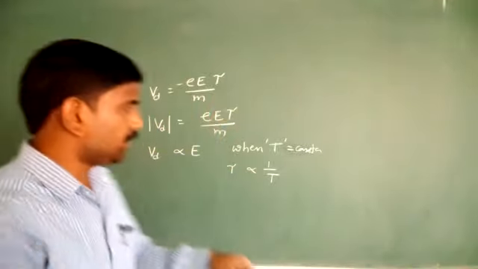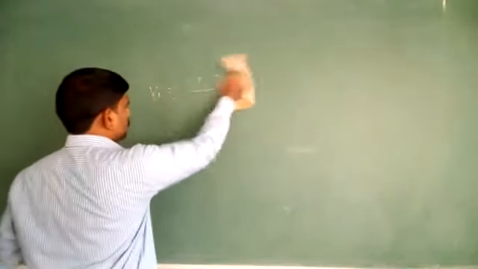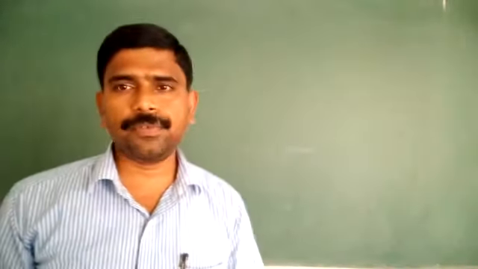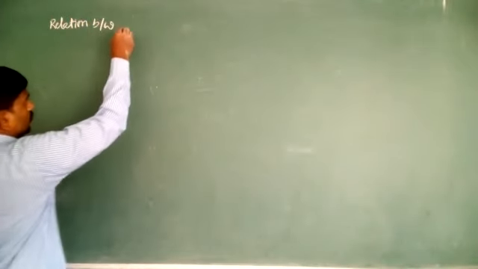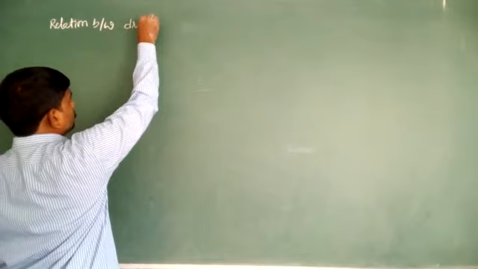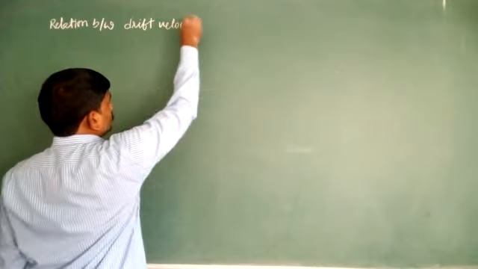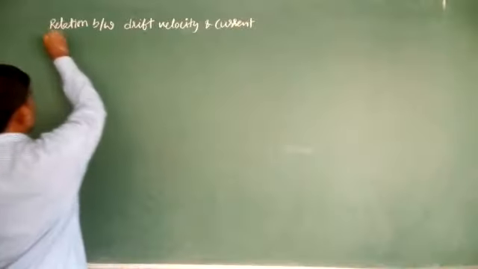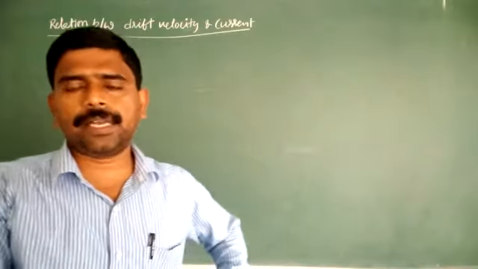Today we are discussing what the relation is between the drift velocity and current. Right now we are deriving the expression, that is, the relation between the drift velocity and current.